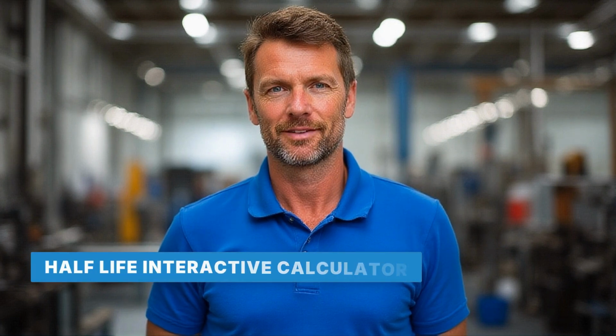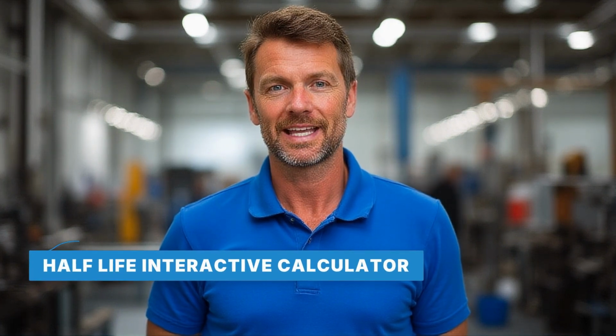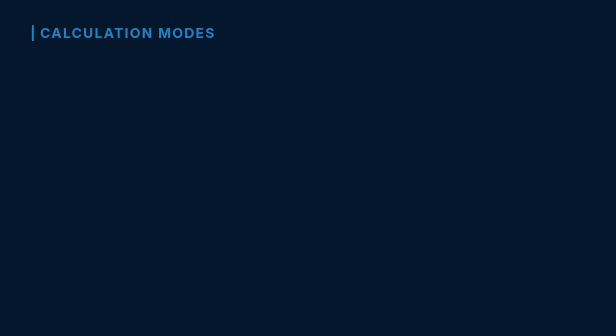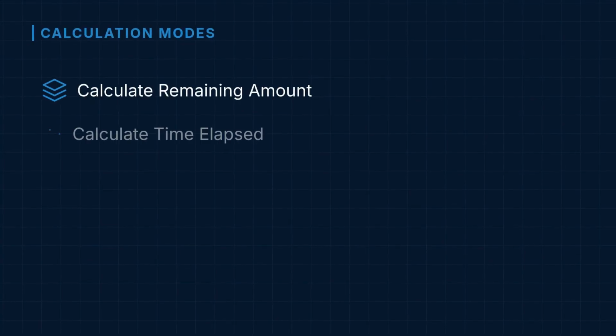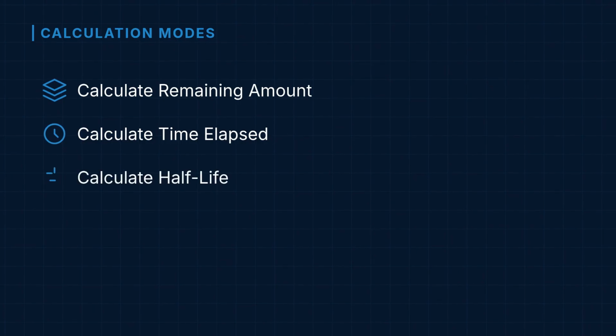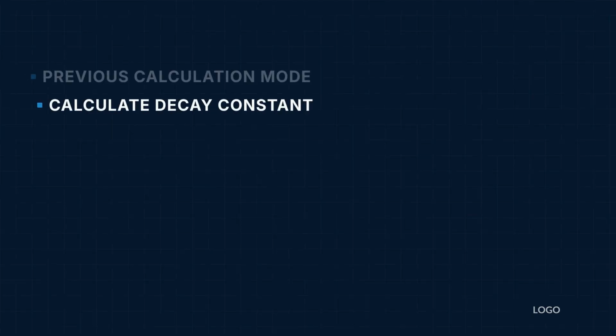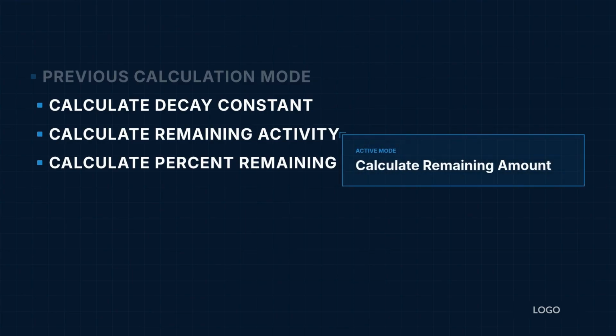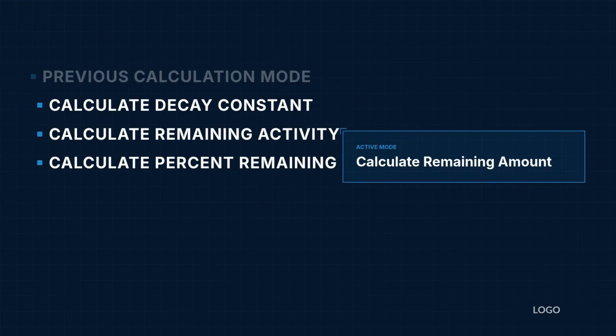The Half-Life Interactive Calculator solves exponential decay problems across multiple calculation modes. This calculator features a calculation mode dropdown with 6 options: calculate remaining amount, calculate time elapsed, calculate half-life, calculate decay constant, calculate remaining activity, and calculate percent remaining. For this demonstration, I'm using calculate remaining amount mode.